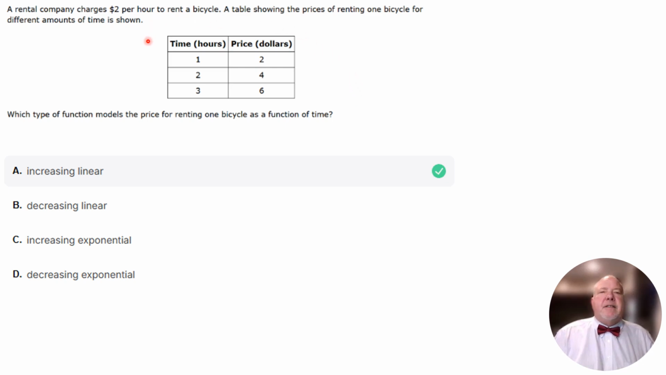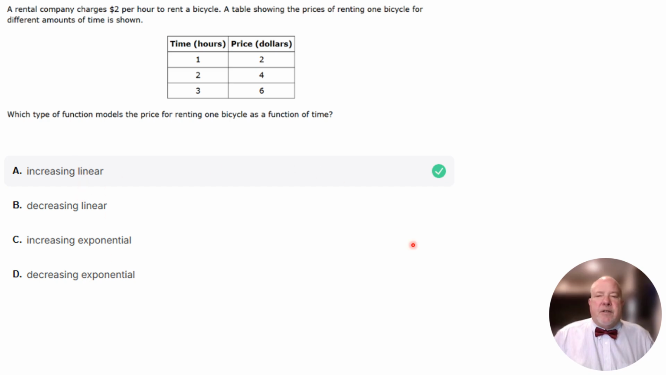In this question, we're given a table of data related to renting a bicycle. So you got all this explanation about where the data comes from. You can read that if you want, but what's really important is what's in the table here because they ask us which type of function models the price for renting one bicycle as a function of time. So if I check out the answers here, first of all, I have a choice between increasing or decreasing, and then I have a choice between linear and exponential.